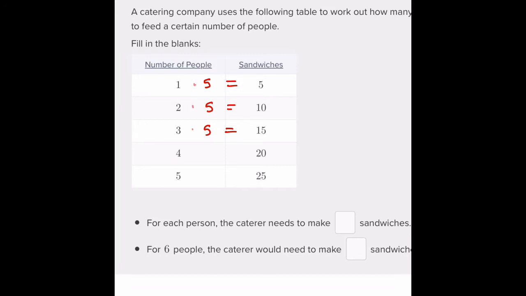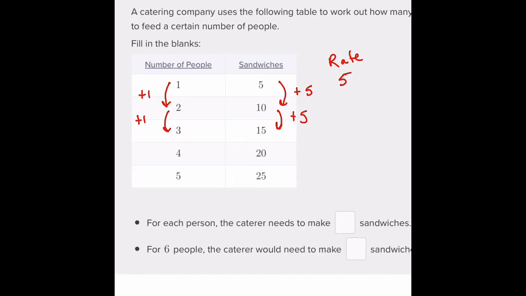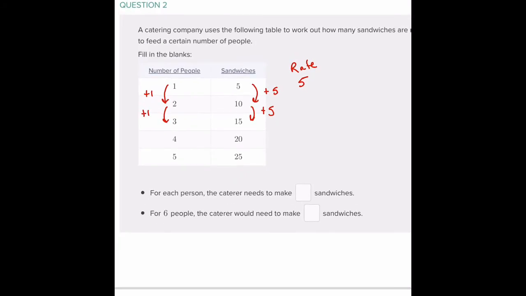Another way we could find the rate is by comparing how the number of people increases to the number of sandwiches. So here, the number of people increases by 1, the number of sandwiches increases by 5. So we can see here that the rate is 5 sandwiches per person.